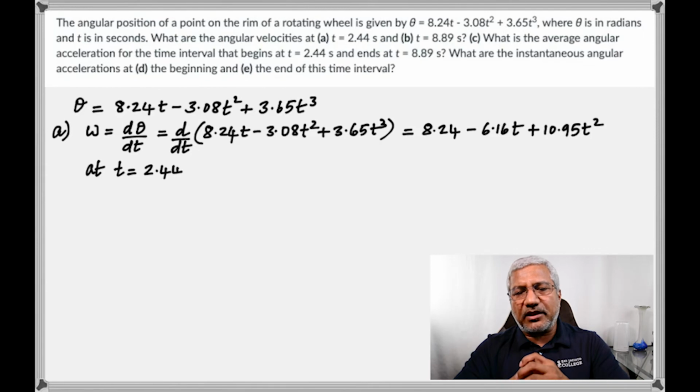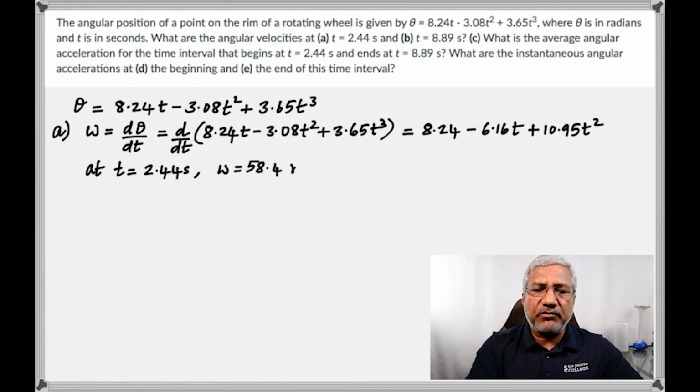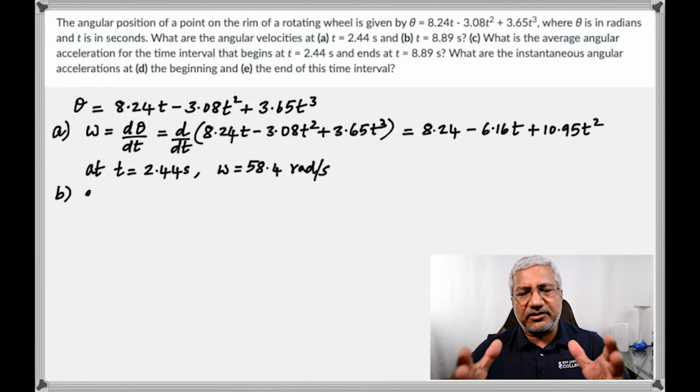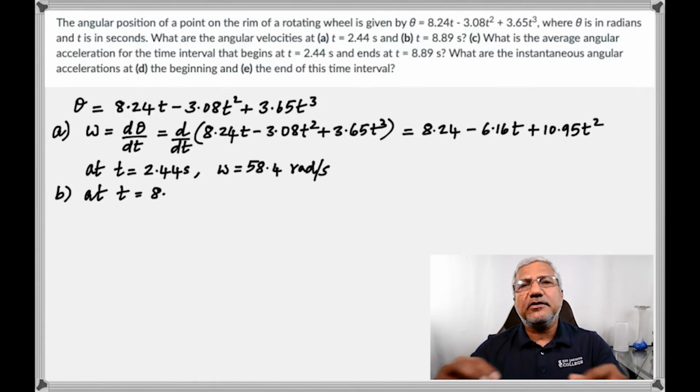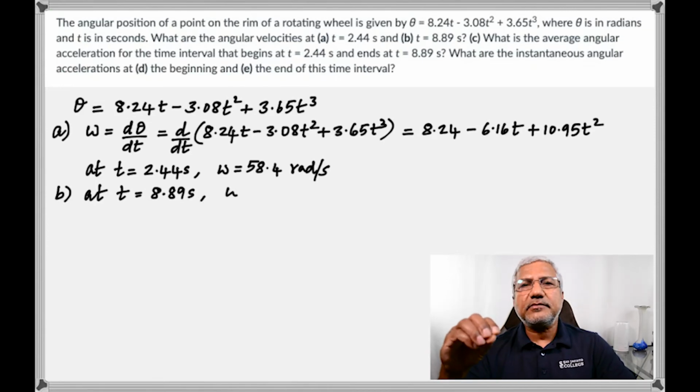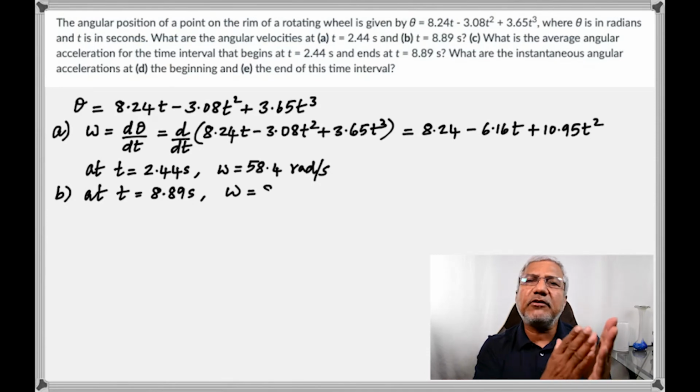And then once we get that, just plug in the values of time. Time 2.44. If you plug that into that, you would get the angular velocity at that time. And similarly, at the second time given, which is 8.89 seconds, plug that in and you would get the angular velocity at that time. So now we have the angular velocity at 2 different times.